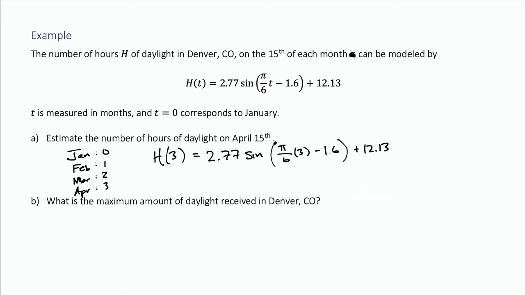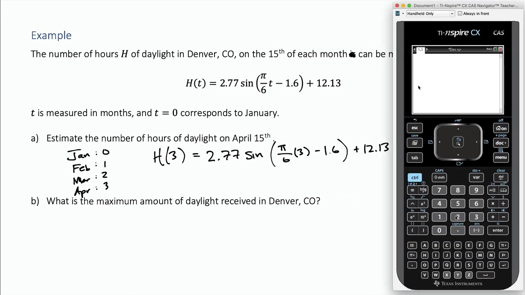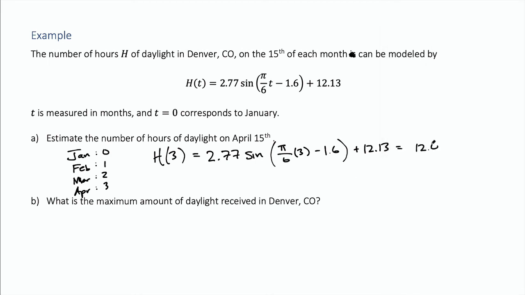All right, let's go ahead and plug this in to the calculator. I've got 2.77 sine, which is in my trig menu here, sine of pi over 6 times 3 minus 1.6, and then plus 12.13. Then I hit enter, and it gives me 12.05 approximately. That would be the estimated number of hours of daylight on April 15th.